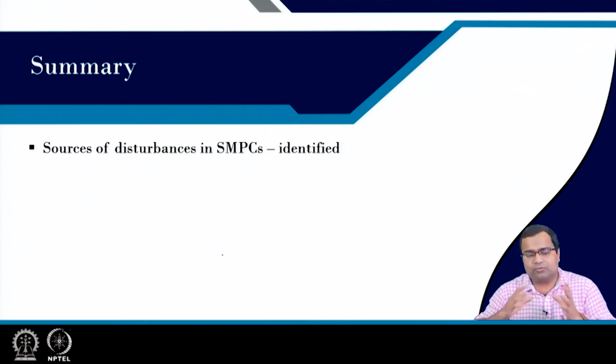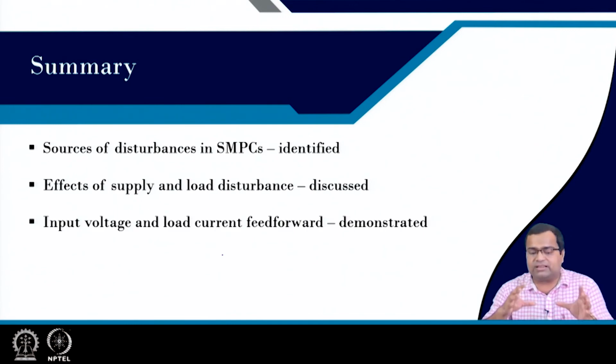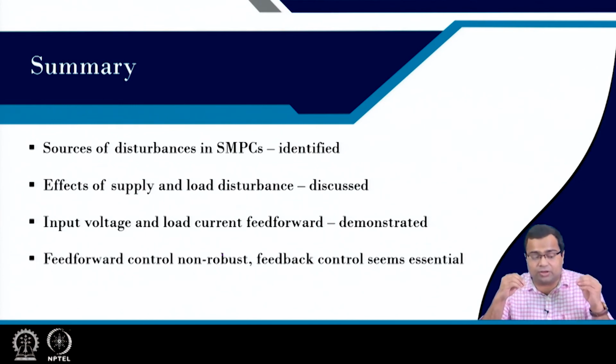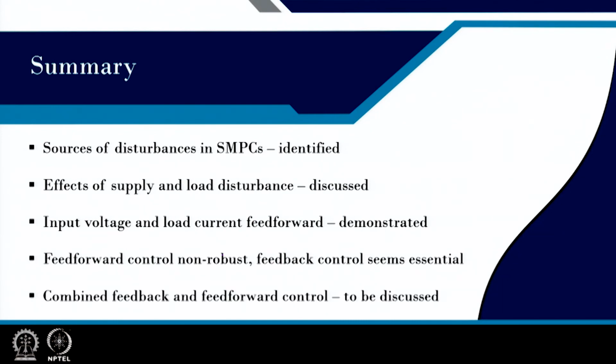So, in summary, we identified sources of disturbance, we discussed supply and load disturbance, and we also demonstrated input voltage and load feed forward control. We also demonstrated that feed forward control is good, but it is non-robust and you need feedback control. It is essential to regulate the output voltage and make the design robust. So, we will discuss in a subsequent lecture how we can incorporate such feed forward control in feedback control to achieve fast response as well as tight voltage regulation.